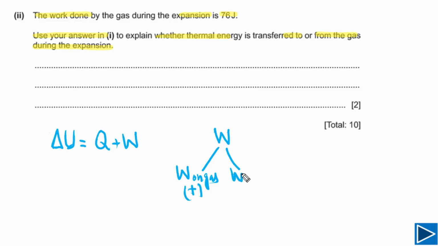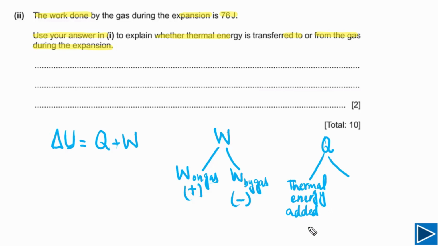If the work is done by the gas, meaning the gas expands, it means the gas is losing energy. If the gas loses energy, work done by the gas is negative. We also need to understand when Q is positive and when Q is negative. If the thermal energy has been added to the system, Q is positive. I will simply write down, if the thermal energy is added to the system, Q will be positive. If the thermal energy has been removed from the system, then Q will be negative.